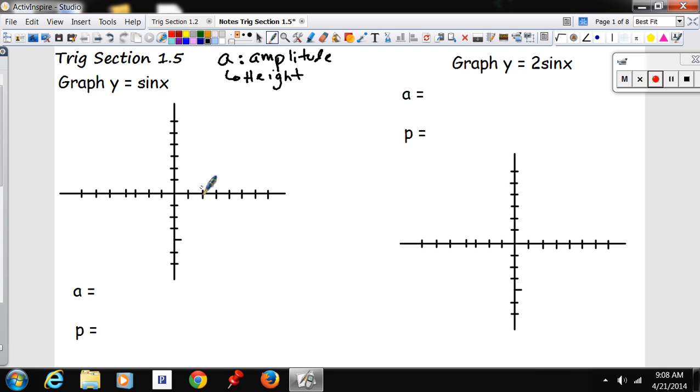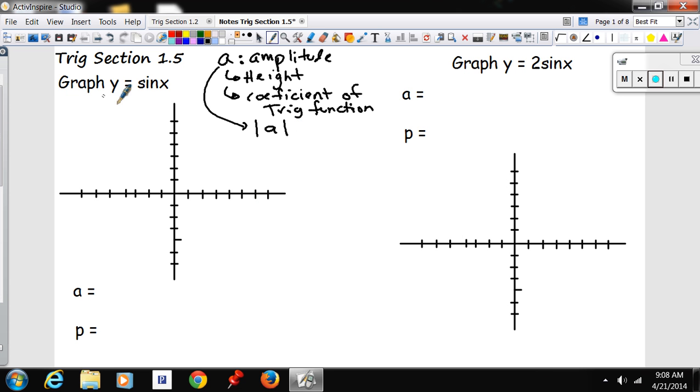And what we do to find it is we find the coefficient of the trig function. We look at the coefficient of the trig function and we find the absolute value of that. So it's really going to be the absolute value of A.